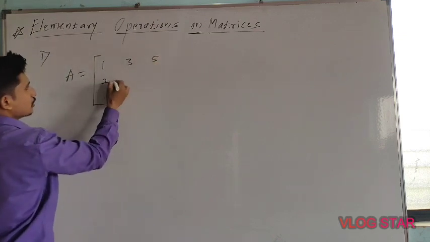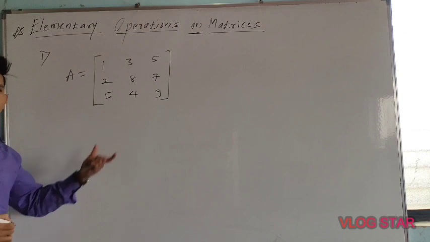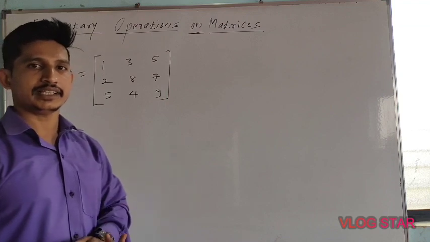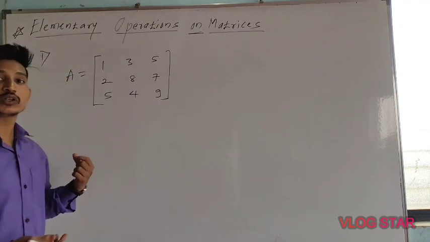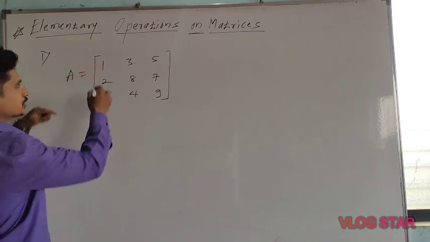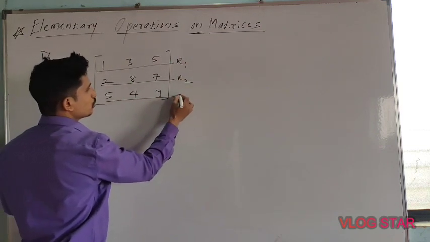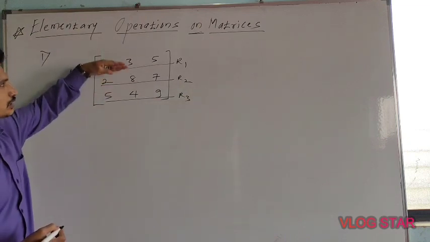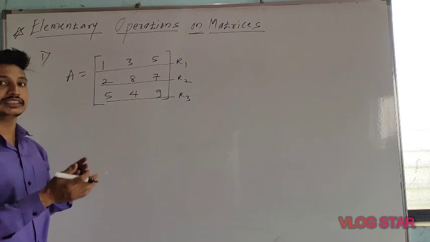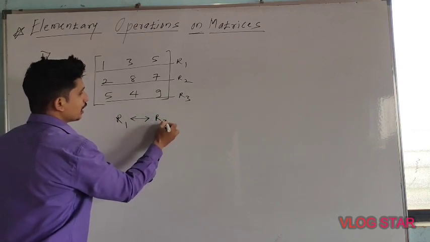1 3 5, 2 8 7, 5 4 9. Suppose this is the matrix here. I can interchange any two rows and any two columns. So see how I am going to interchange the rows and columns. Suppose this is your row 1, this is your row 2 and this is your row 3. I want to interchange row 1 and row 3. Row 1 comes here and row 3 goes here. So I write here R1 interchanging with R3.